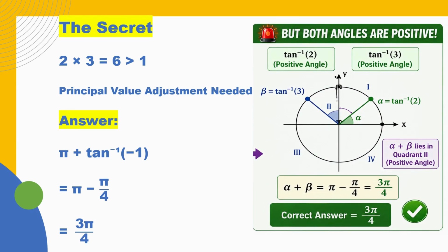Now look at this. Two positive angles can never add up to a negative angle. The formula gives the tangent value, but geometry gives the correct angle. Hence, the answer is 3π/4.